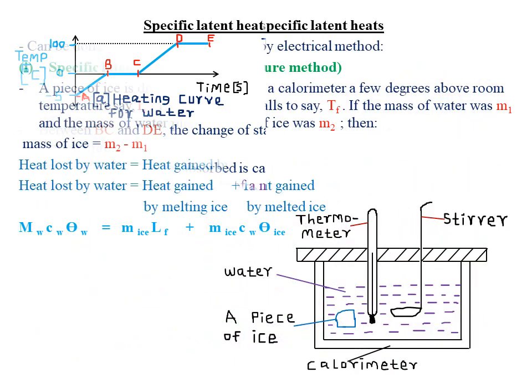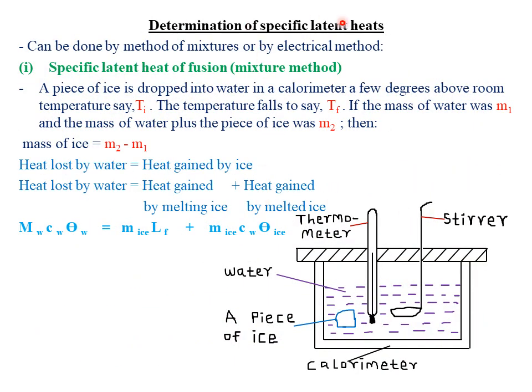Next, we look at determination of specific latent heats. It can be determined by either use of the method of mixtures or by electrical method. So let's start by looking at specific latent heat of fusion using the method of mixtures. That is how we can determine it.